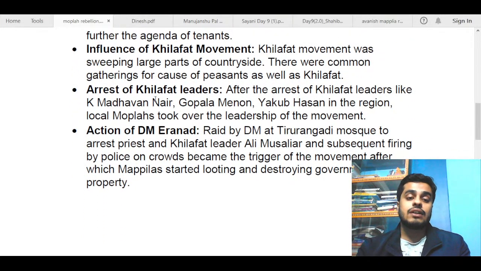Next, the Khilafat leaders were also arrested. After the arrest of Khilafat leaders like K. Madhavan Nayyar, Gopala Menon, and Yaqub Hassan in the region, local Moplahs took over the leadership of the movement. So the movement became a bit violent after the arrest of these leaders, and the local people started taking the leadership. You can understand that when non-accomplished local leaders start leading the movement, some amount of violence is expected to creep in.